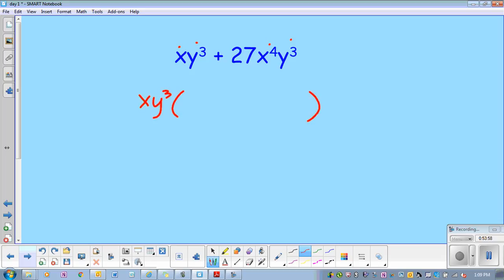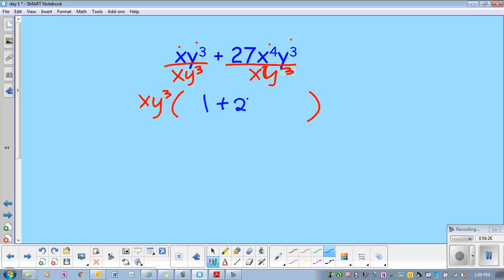Okay. Divide everything by XY cubed. XY cubed divided by XY cubed gives me what? 1. It's something. Don't cancel it out and not put anything, okay? There is something there. It's 1. Alright?